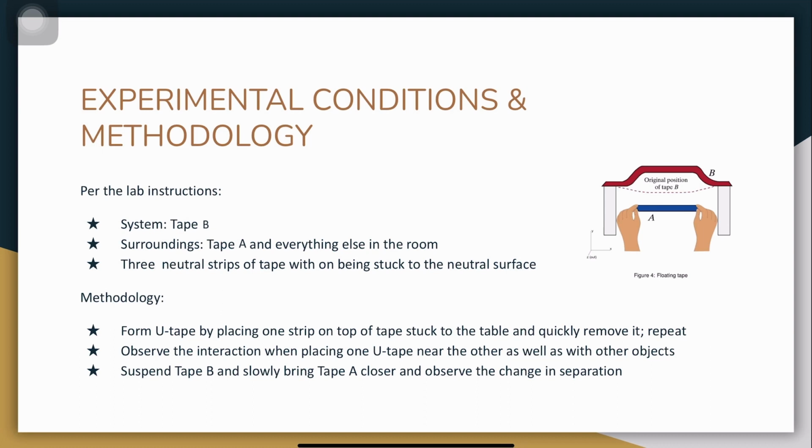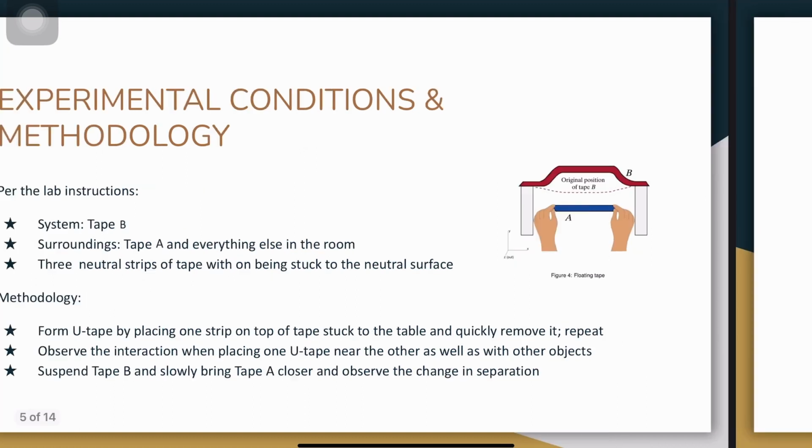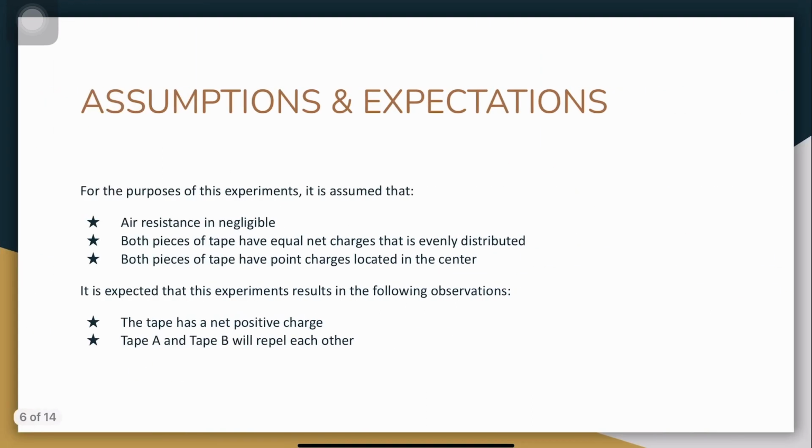Then we observe the interaction when placing the U-tape near the other U-tape as well as other objects around the room. We will then suspend tape B and slowly bring tape A closer and observe the change in separation. For the purposes of this experiment, it is assumed that the air resistance is negligible, that both pieces of tape have equal net charges evenly distributed, and that both pieces of tape have point charges that are located in the center.